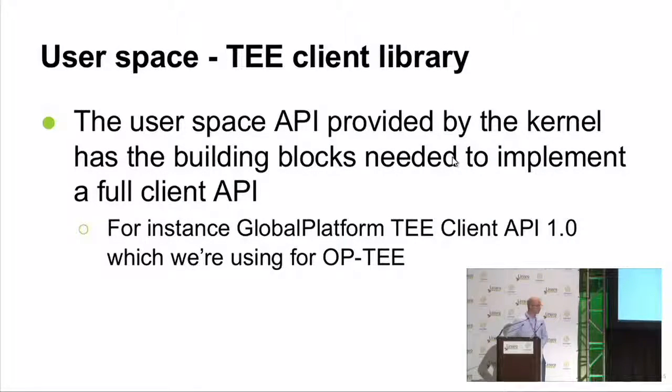So in user space, we have the TEE client library, which we build on top of the user space API that is provided by the kernel. For OP-TEE, we are using the TEE Client API 1.0 as specified by GlobalPlatform. But for other TEEs, it would be possible to use another API if that would be needed. I mean, it doesn't necessarily have to be GlobalPlatform.